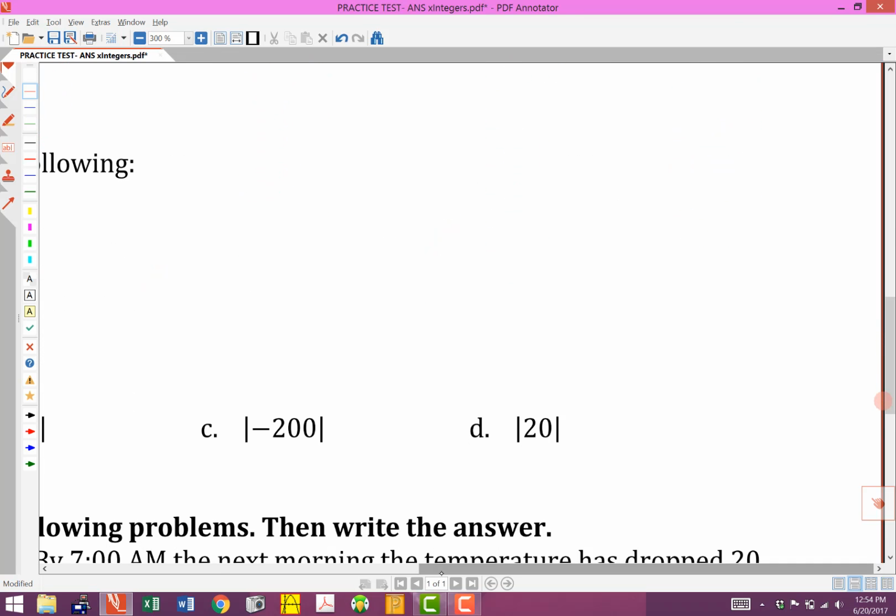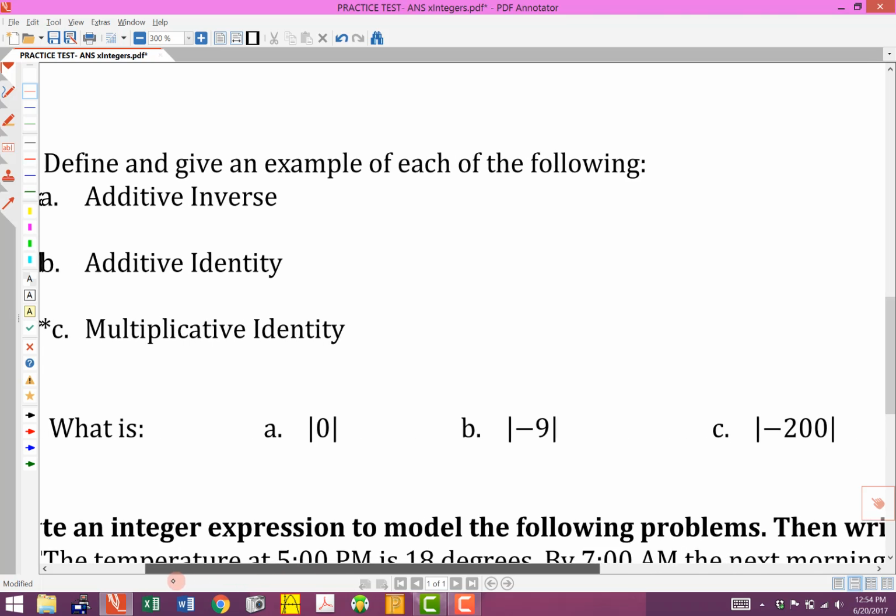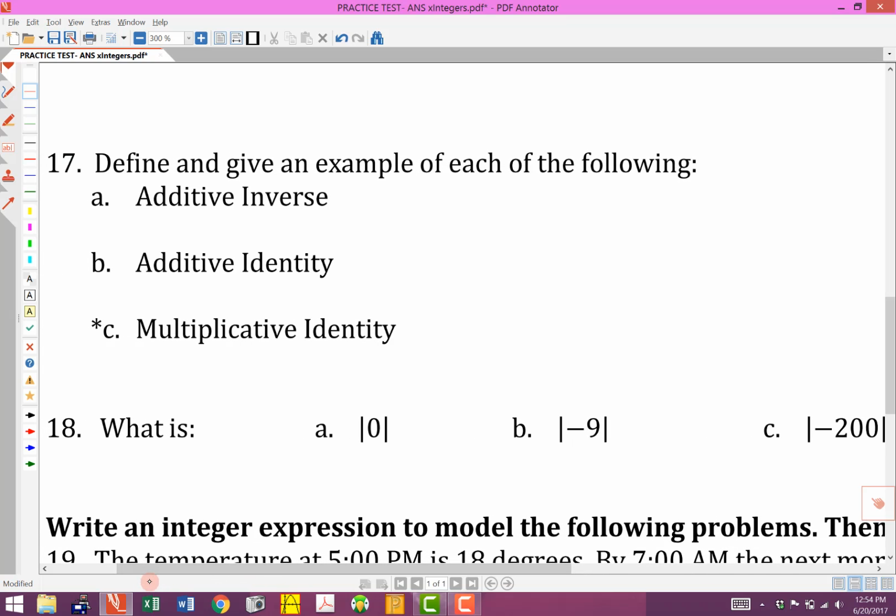Now let's take a look at this one right here. It says define and give an example of each of the following. So we've got additive inverse, additive identity, and then we've got something here. I got a star by this one. This says multiplicative identity. Let's come back to that one at the end here. But let's see what we've got. Define and give an example.